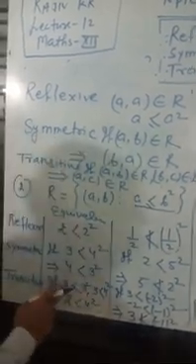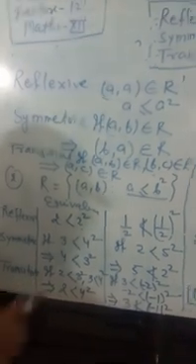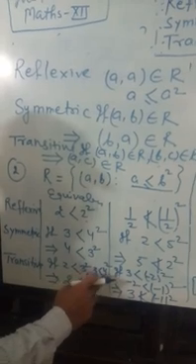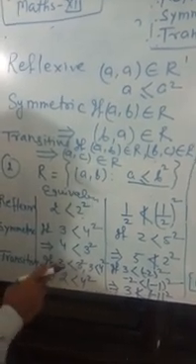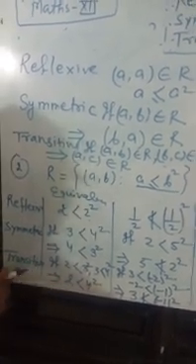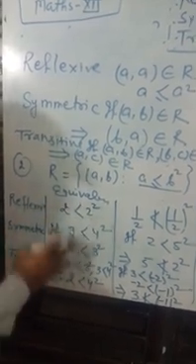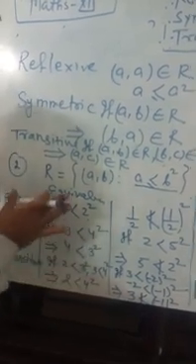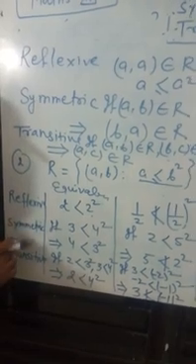You have taken 2, 3, 4. Your elements are 2, 3, 4. 2 is less than 3 squared, 3 is less than 4 squared, and 2 is less than 4 squared. Then it will be transitive. So if you have taken these numbers, it will be an equivalence relation because it will be reflexive, symmetric and transitive.